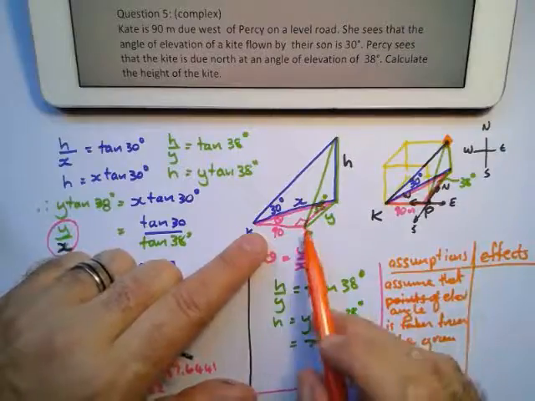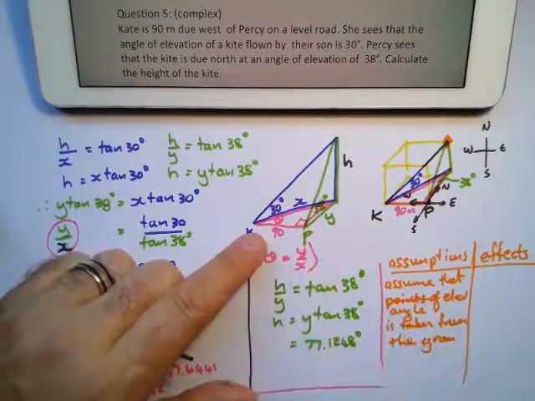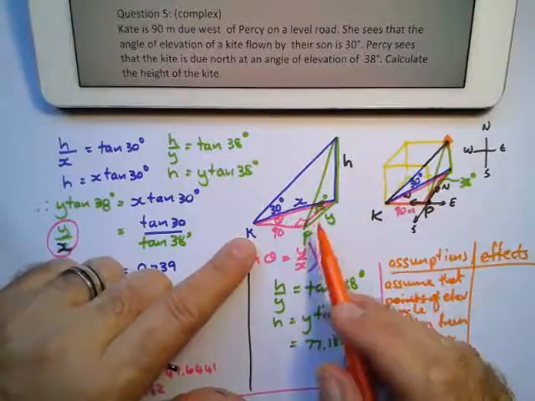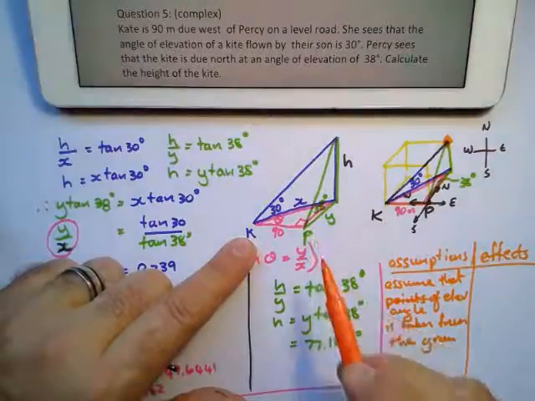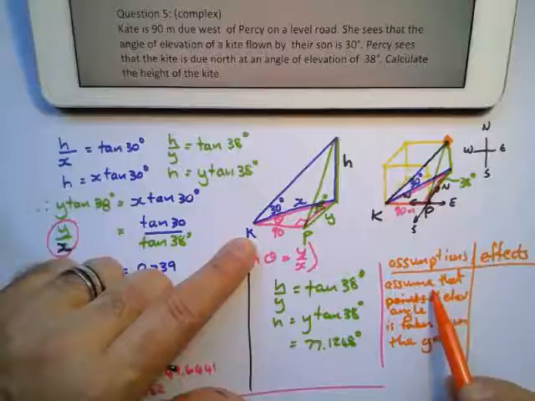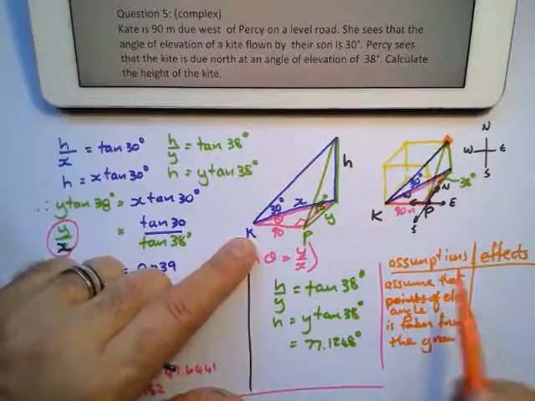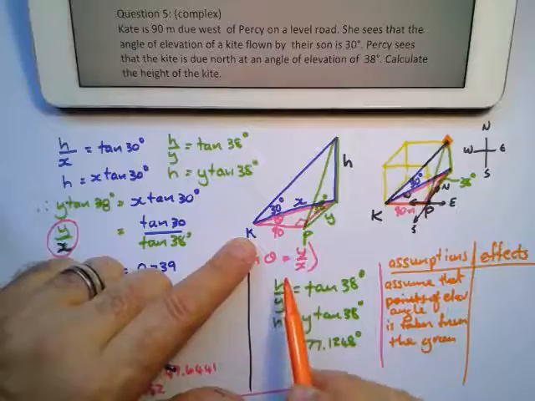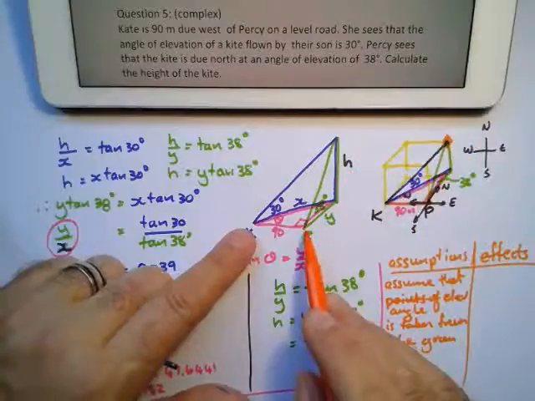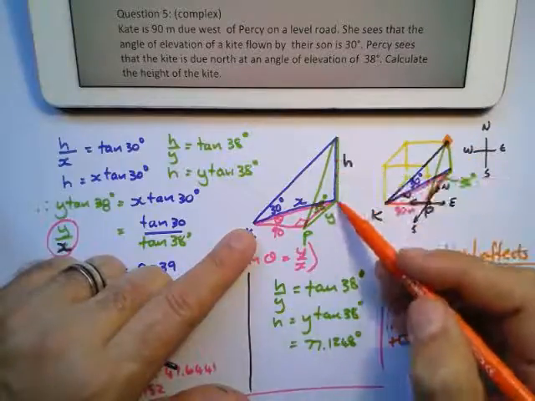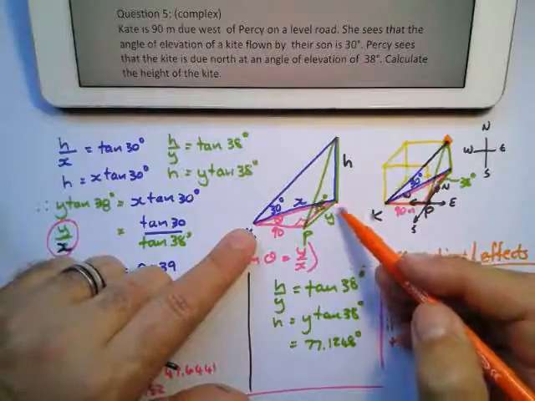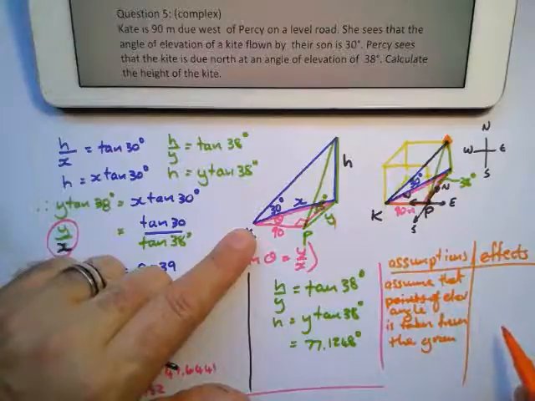What is the effect? Well, if it's not taken from the ground, it means it's taken from eye level. And if Kate and Percy are not exactly the same height, this is not going to be the same effect. So you can say the effect is that you have to take into account the height of both people, and that has to be added to the height. If this is eye level, it means that this height is eye level height, and you have to bring in whatever their height was. That will be the effect.